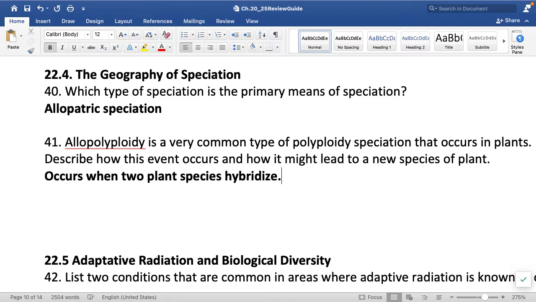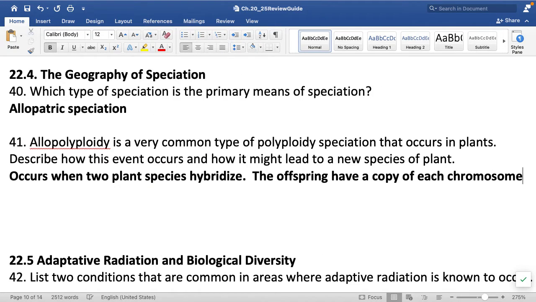Okay, hybridize. What do the offspring look like? They're a mixture, a blend. So the offspring have a copy of each chromosome, one from one species, one from the other. Can they mate with another species so their chromosome numbers match up? Not really, but plants have the amazing ability to reproduce sexually as well as asexually, so they can self-pollinate.